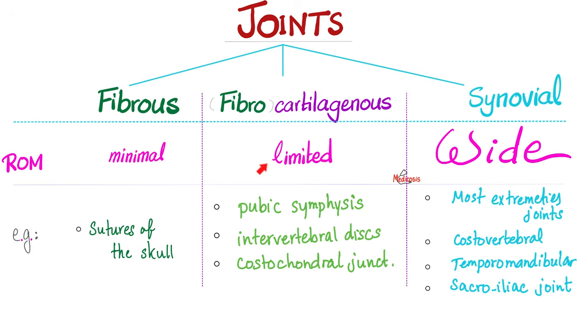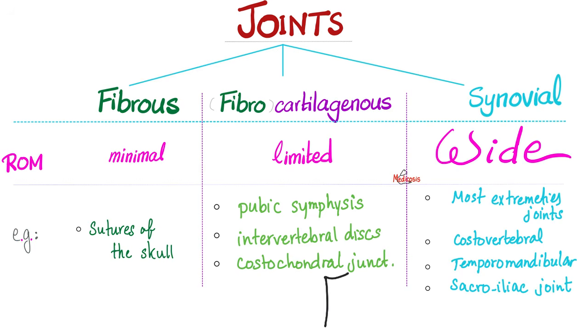Fibrocartilaginous joints allow for limited movement, better than fibrous, but not as robust as synovial. We find fibrocartilaginous joints in the pubic symphysis or symphysis pubis, which moves a little during child labor and birth to allow for the baby to come out. The intervertebral discs, limited movement. And the costochondral junction. What is this?